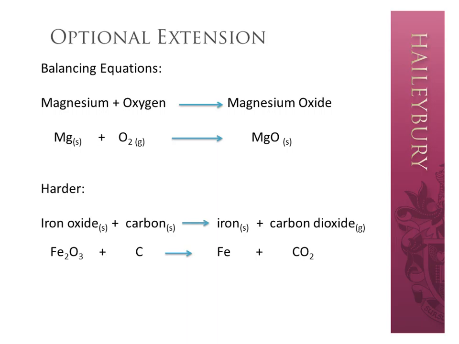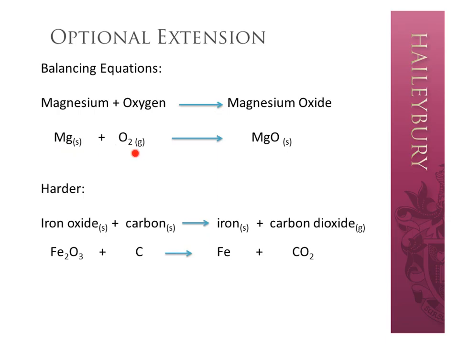So if you have a look at this first one here, we've got magnesium and oxygen react to give magnesium oxide. This is the elements to compound practical that we did in class. If you look on the left hand side, you've got magnesium, and then you've got two oxygens, oxygen gas, and these react to give magnesium oxide. Now there's one magnesium atom here, one magnesium atom over here, two oxygen atoms here, and one oxygen atom here. This is obviously not balanced.